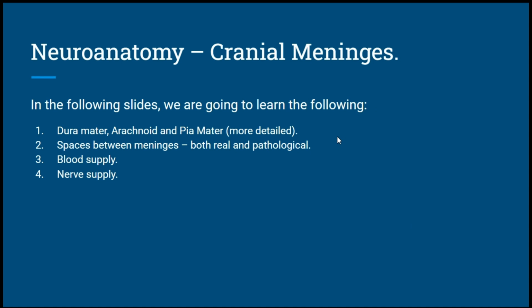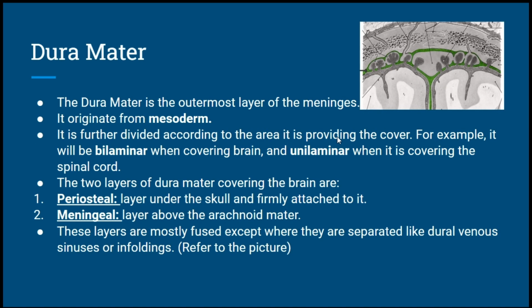The objectives here are to learn more detail about the dura mater, arachnoid mater, and the pia mater. We will also learn about the spaces between the meninges, both real and pathological. We will also learn the blood supply, and we'll also look into the nerve supply of the meninges. So the very first thing that we're going to remember is the dura mater. That's what we're going to learn today.